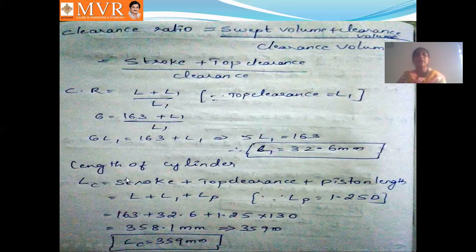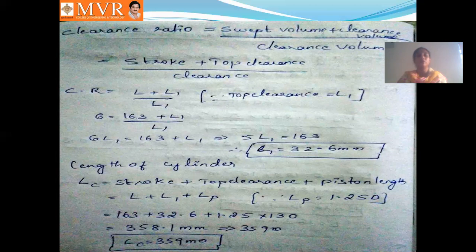Okay, next, the length of the cylinder. We should calculate the length of the cylinder. Length of the cylinder means the full stroke length, from the top position to the last position. It is nothing but stroke plus top clearance plus piston length, that is L plus L1 plus LP. LP we can take as 1.25 into D. L we have found out as 163, L1 as 32.6, LP is 1.25 into D, and the D value is 130. Substitute, and we will get the length of the cylinder.